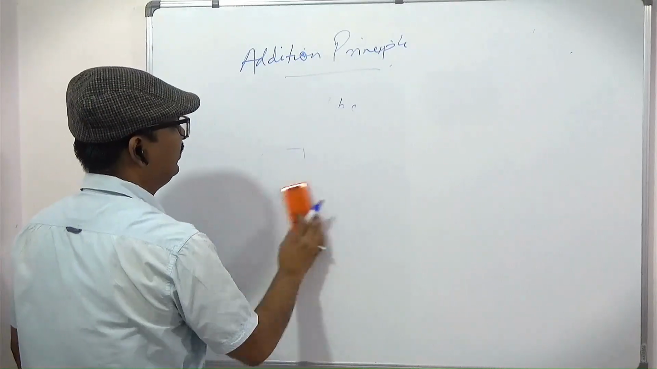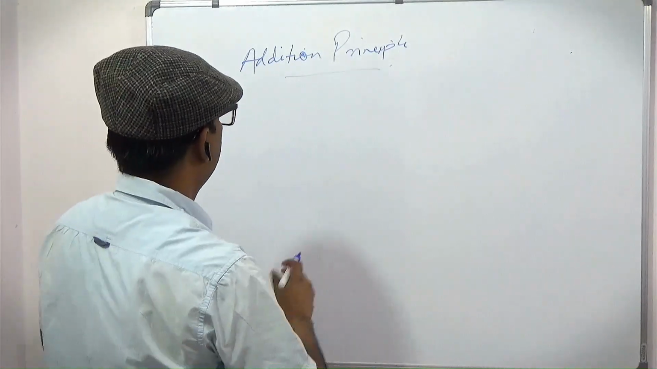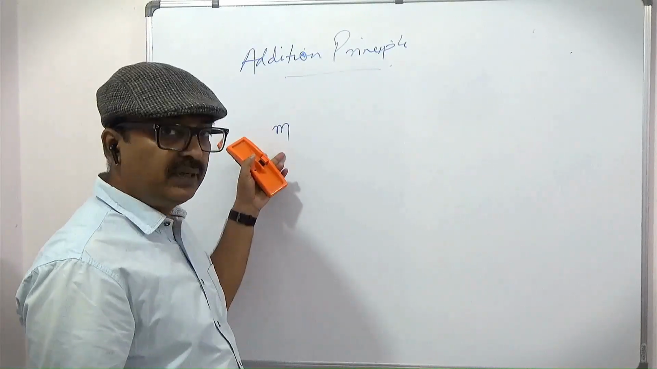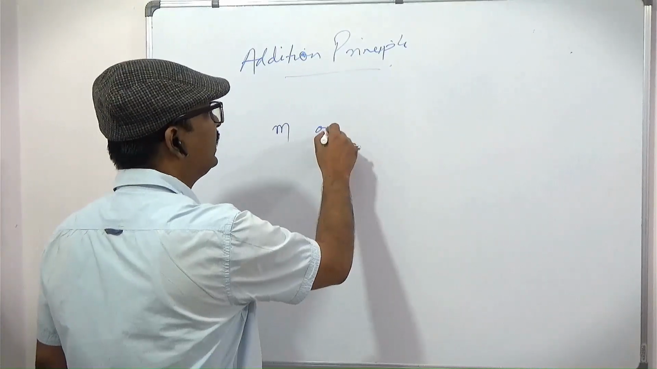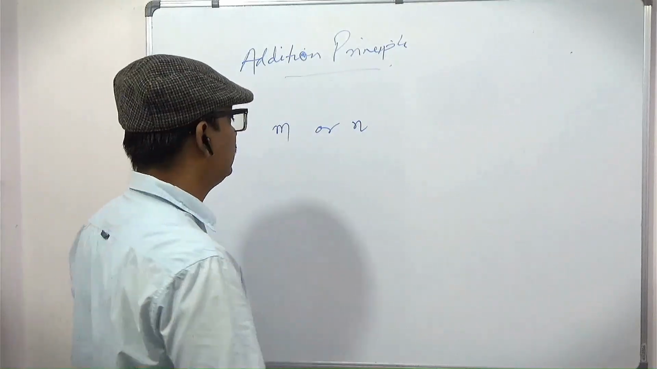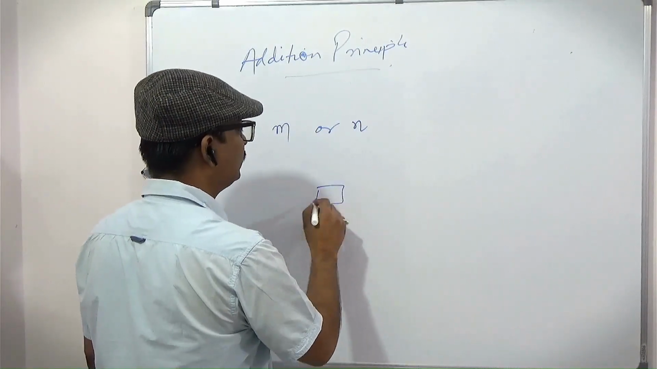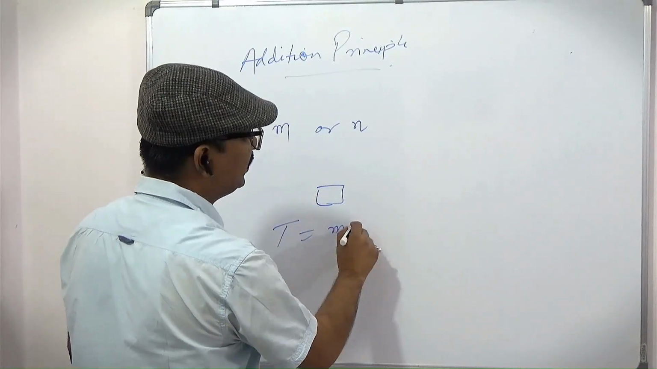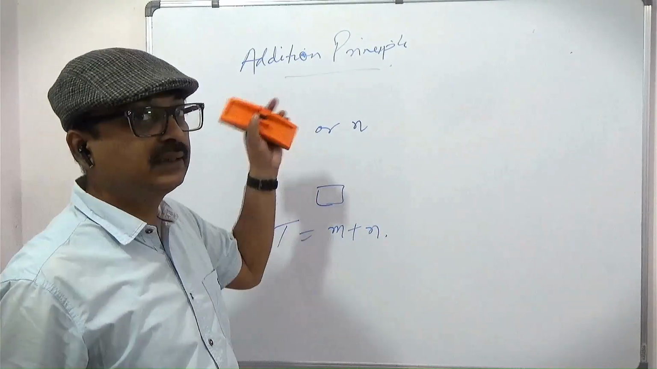So deriving a generalized solution, if an event can occur in m different ways, or it can occur in n different ways, there are 2 possibilities. Then the total number of ways of occurrence of this event will be m plus n. So this is called addition principle.